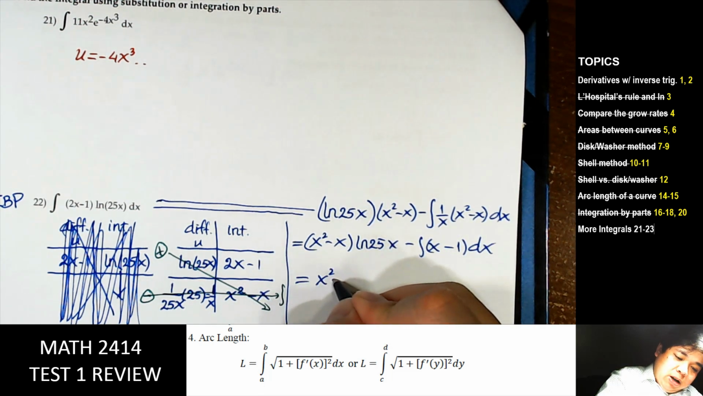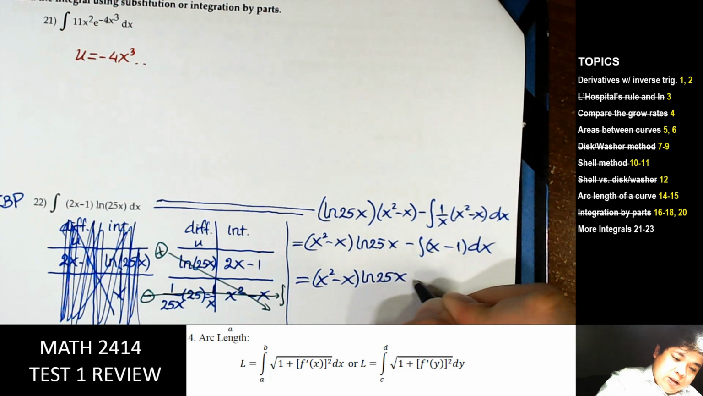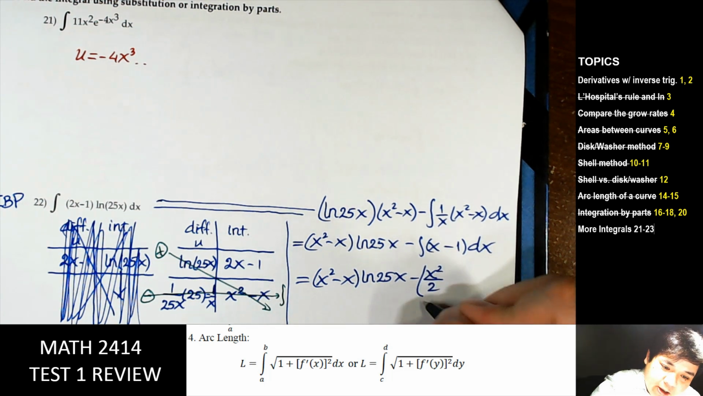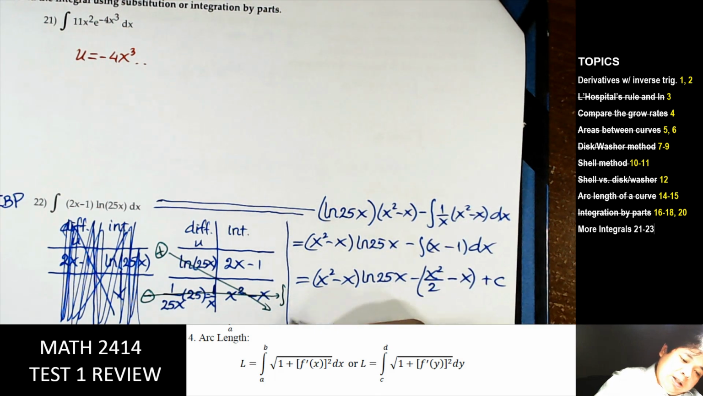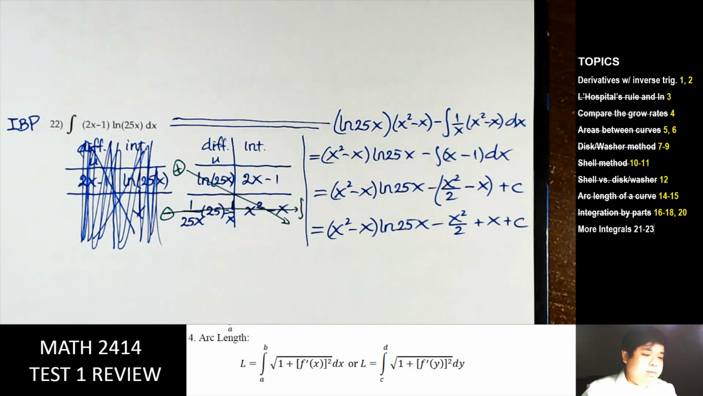So we have x squared minus x ln of 25x minus x squared over 2 minus x, plus c. So x squared minus x ln of 25x minus x squared over 2 plus x plus c. Right. So that is integration by parts.